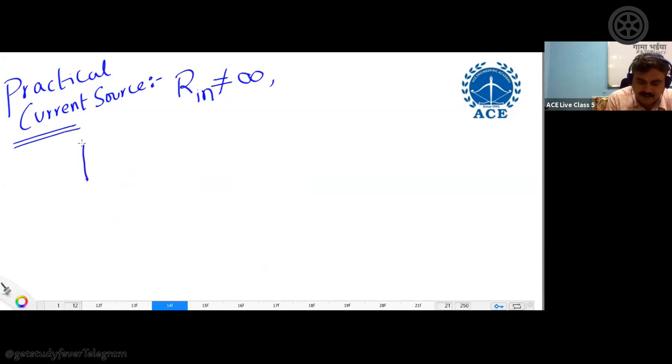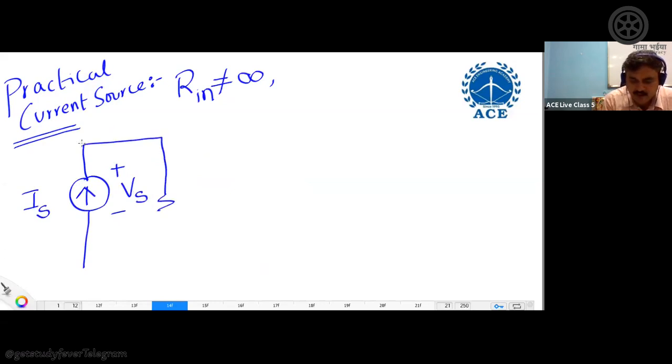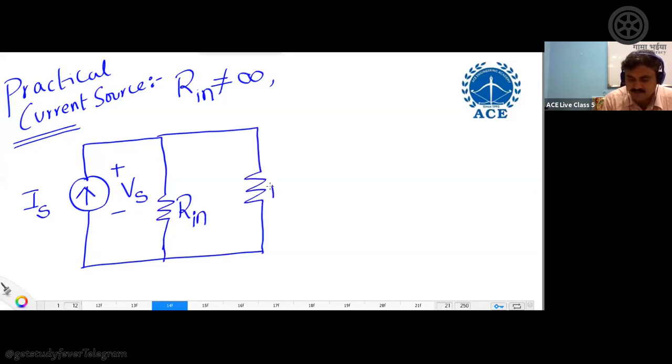When you take a practical current source, I am taking again the current source amplitude as Is, because it is delivering, and let us assume the voltage on it is Vs, negative to positive. Now, this RIN should be connected in parallel. So I am keeping one internal resistance in parallel with the current source, and you have the same load resistance RL as it is. These are our terminals A and B. The left side part is the source end and the right side part is the load end.